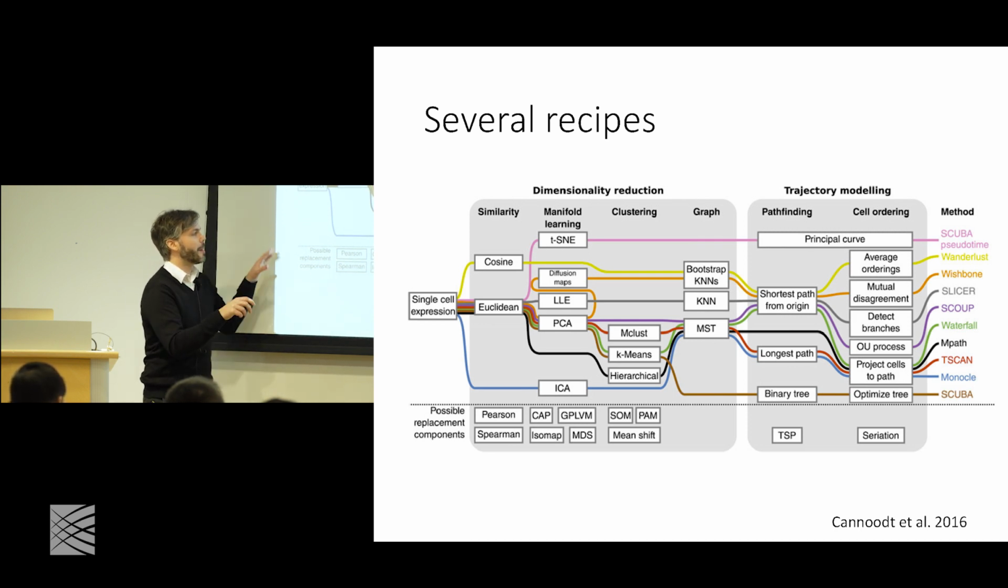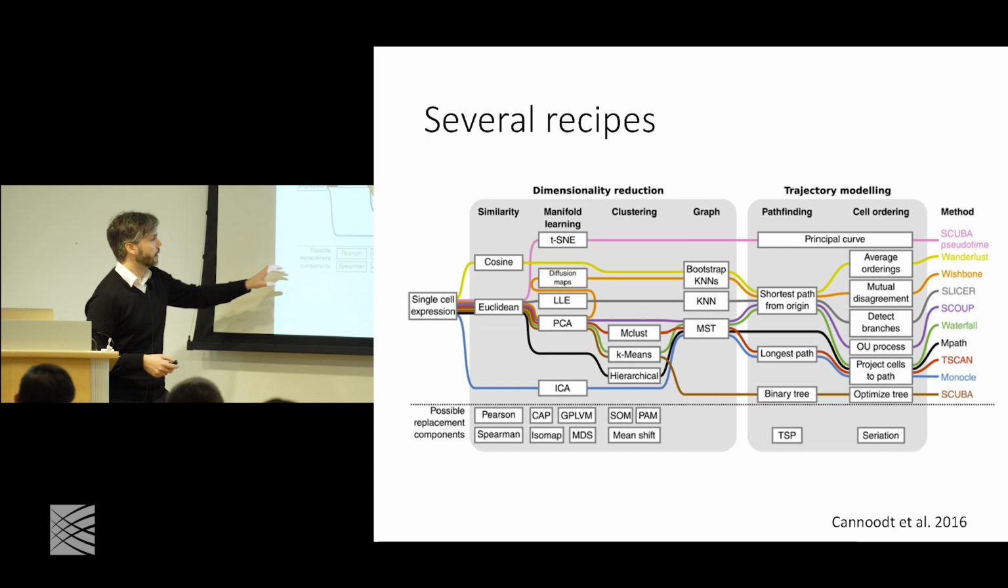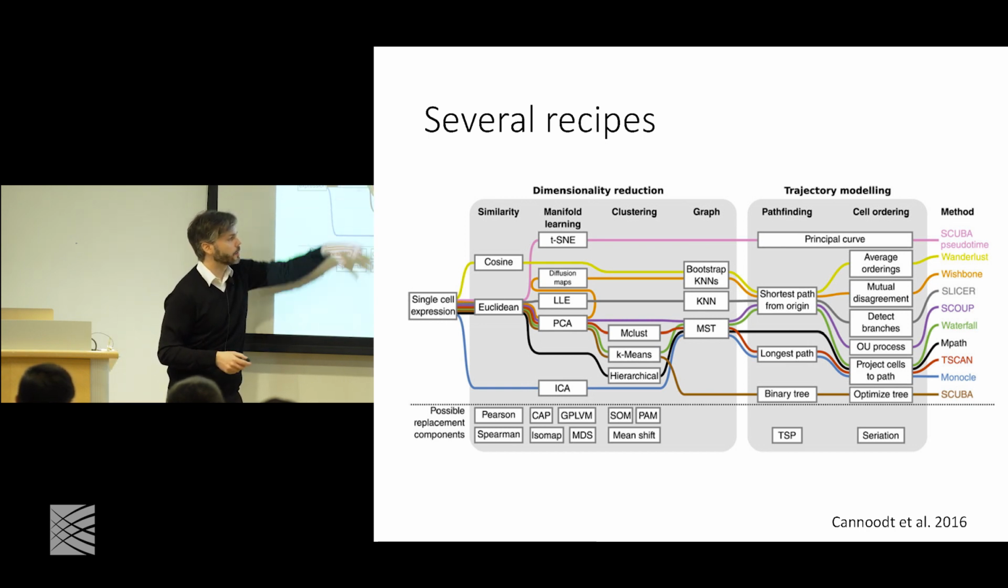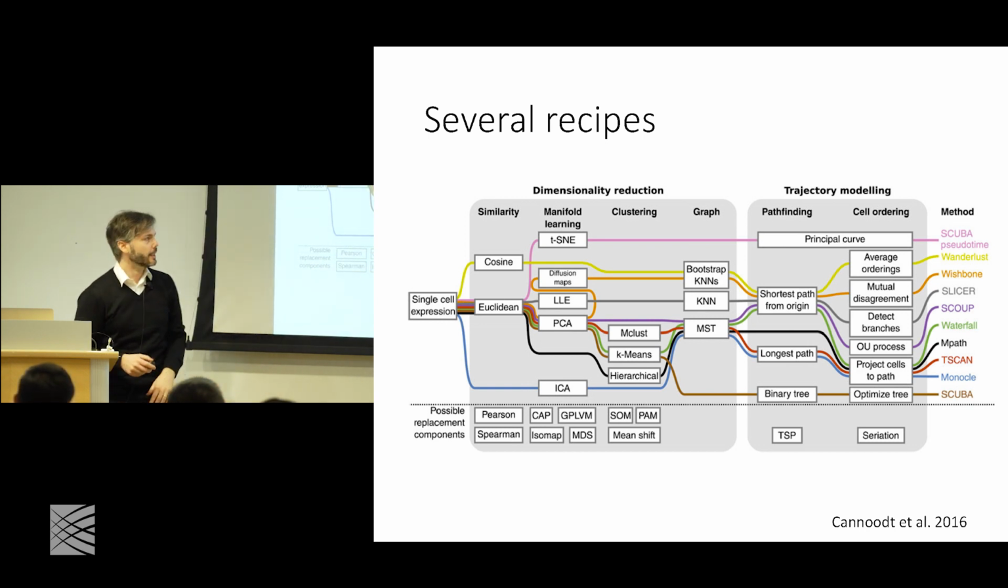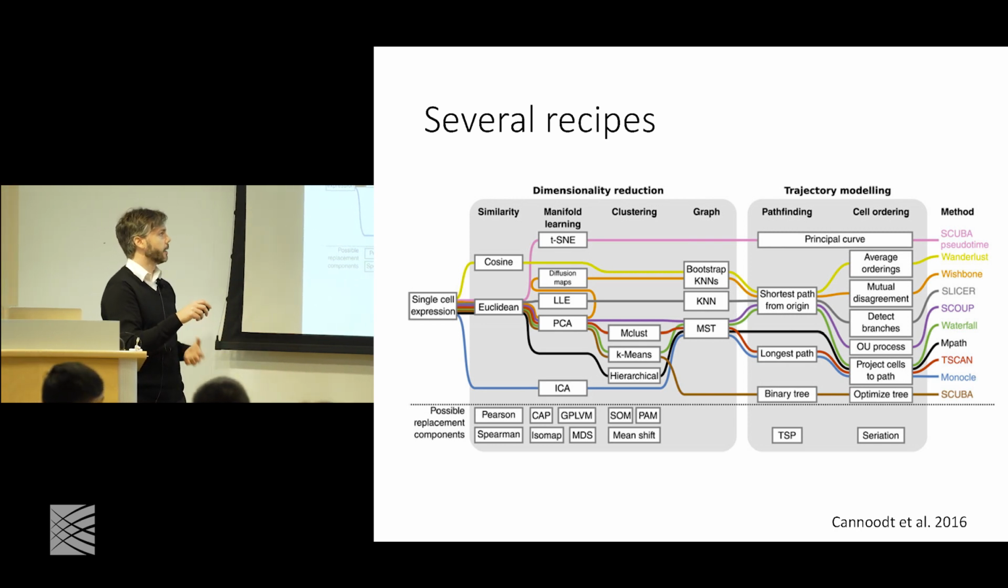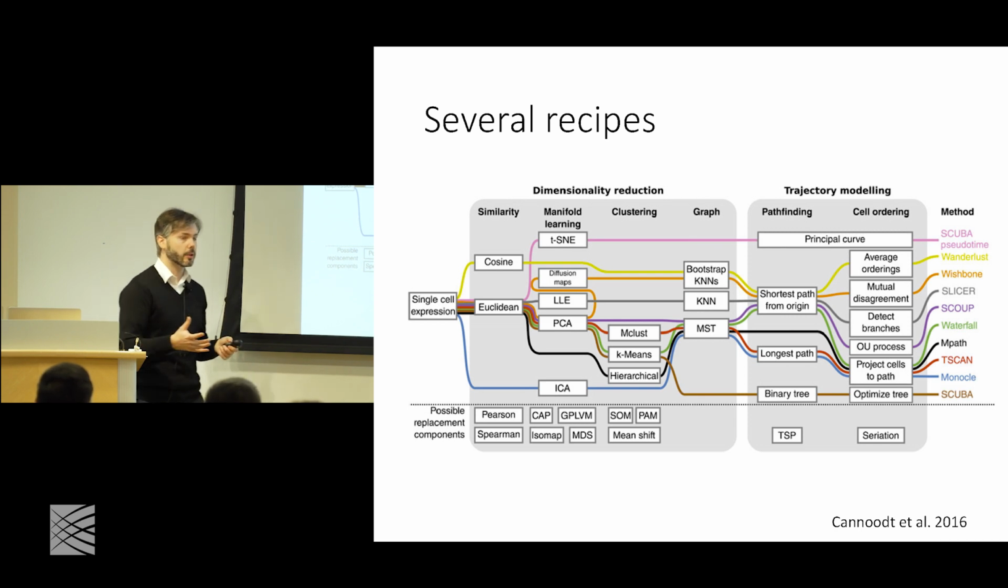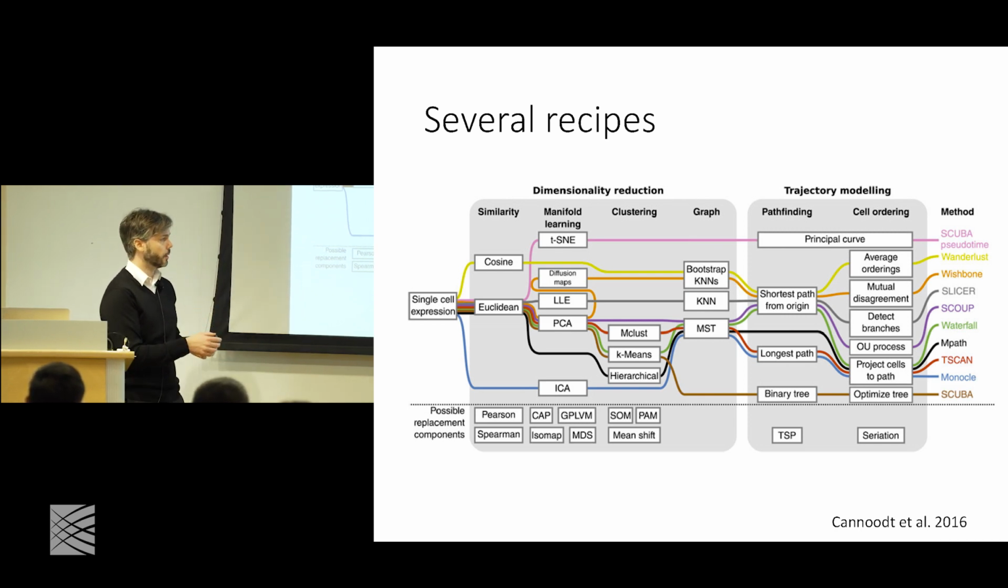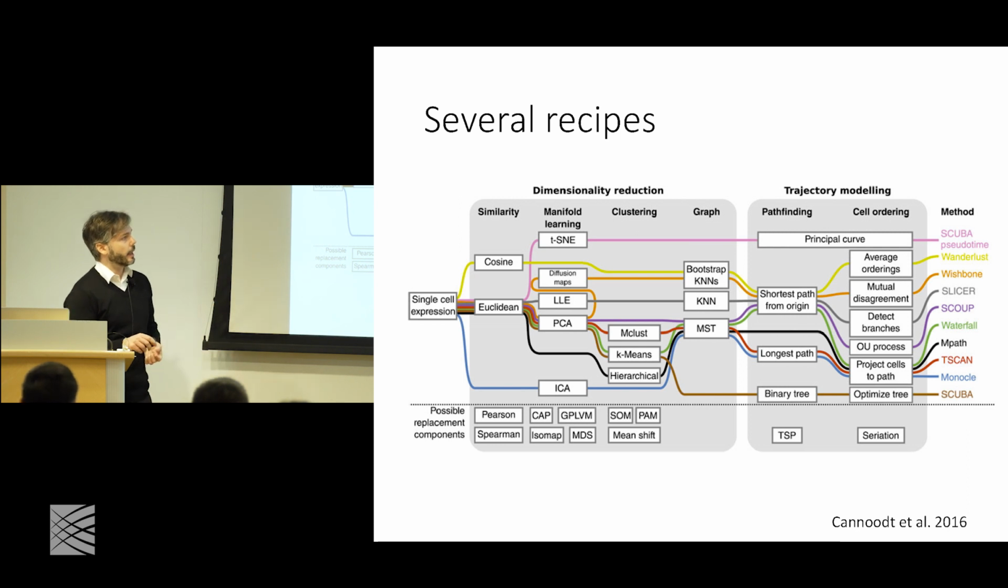And then essentially the main message of this is, well, just replace some blocks here, and you get a new publication. And the steps again are dimensionality reduction, some kind of similarity or distance. Some people use clustering, some people use graph methods like minimum spanning tree or KNN. And then for trajectory modeling, you can fit some curve in the space, or you can fit a graph, as Huidong will show.